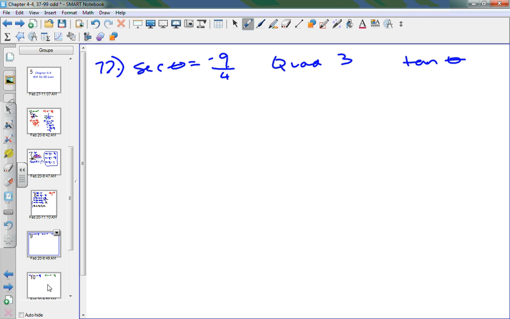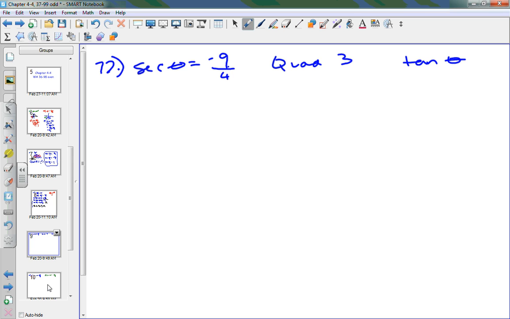The first way is you could use the triangle. Triangle, you can always go back to a triangle. Because if you know secant, what is secant the opposite of? Cosine. Cosine is adjacent over hypotenuse, which means secant is going to be hypotenuse over adjacent. Okay, the adjacent is going to be a negative, and so is going to be the opposite.